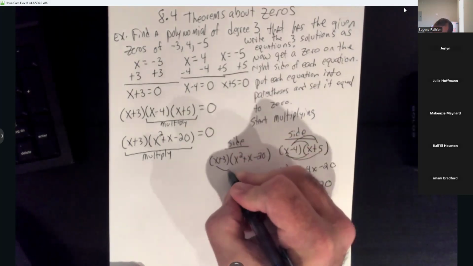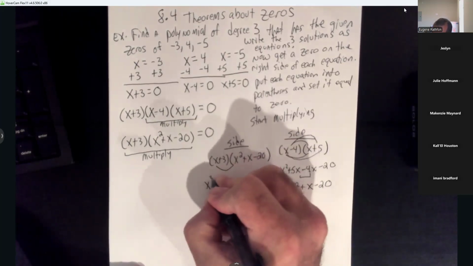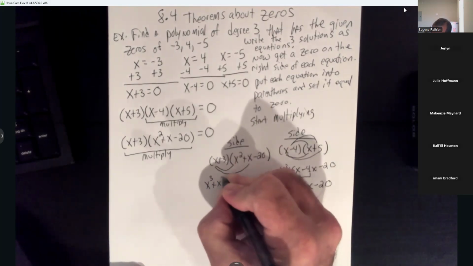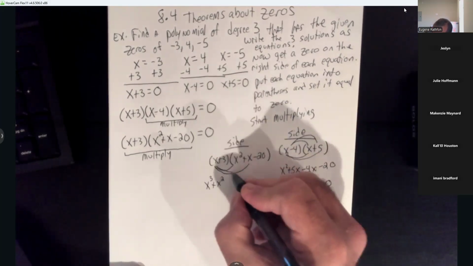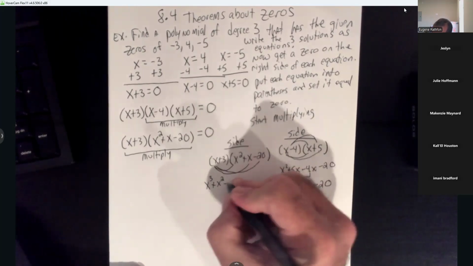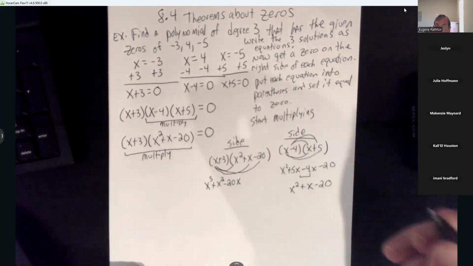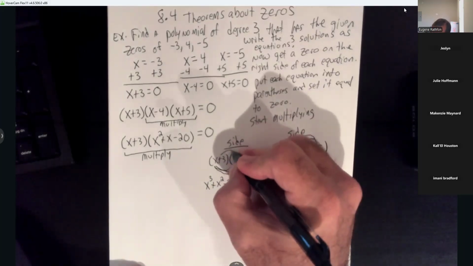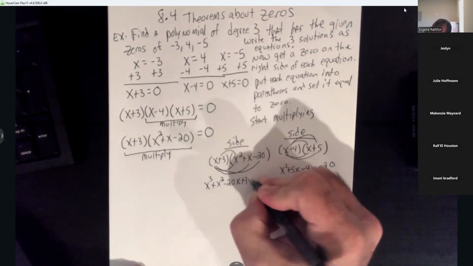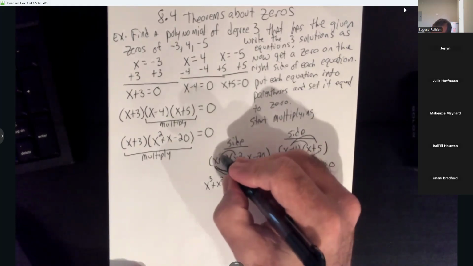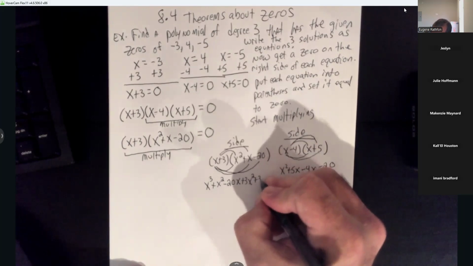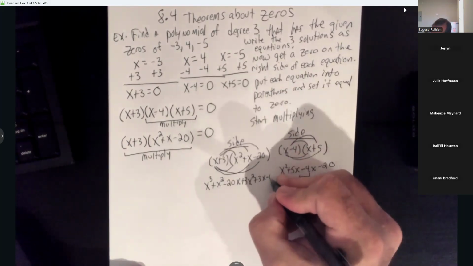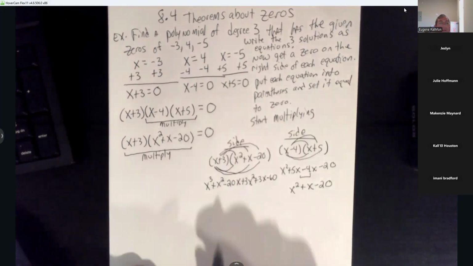All right, here you go. x times x squared is x cubed. x times x is x squared. x times negative 20 is a negative 20x. Now multiply that 3 through. 3 times x squared is 3x squared. 3 times x is 3x. 3 times negative 20 is a negative 60.